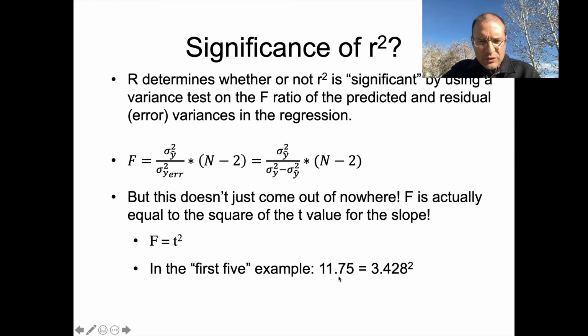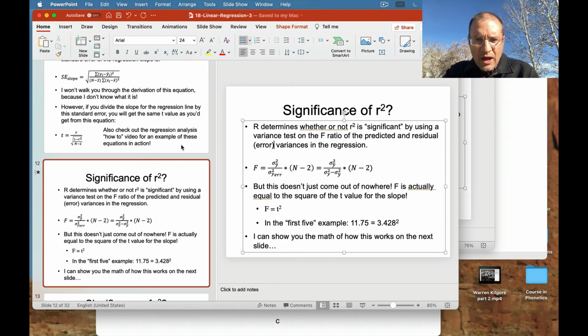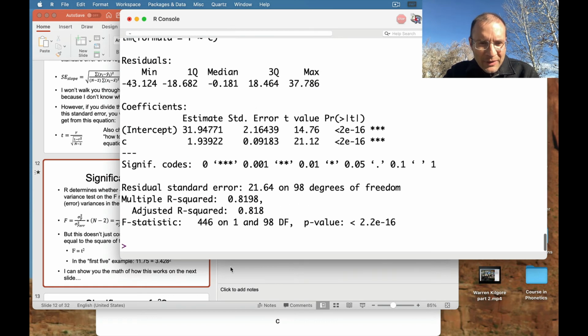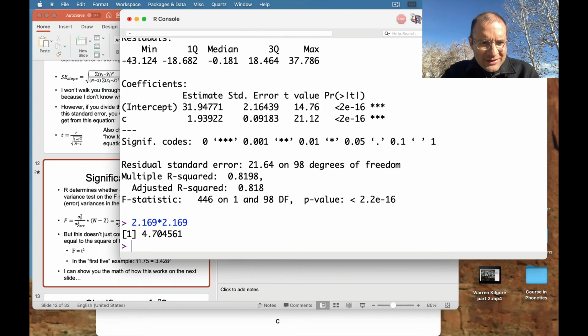In the first example, which I walked you through in the previous video as well, we get a t value of 3.428, and if you square that, you get an F value of 11.75. And we see the same thing here, basically. This value squared, 2.169, should be 4.704. And we can confirm that by just doing this. Yeah, 4.704, with some rounding errors there. That's where that F value comes from.